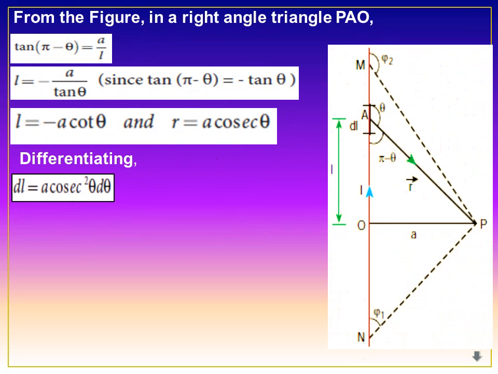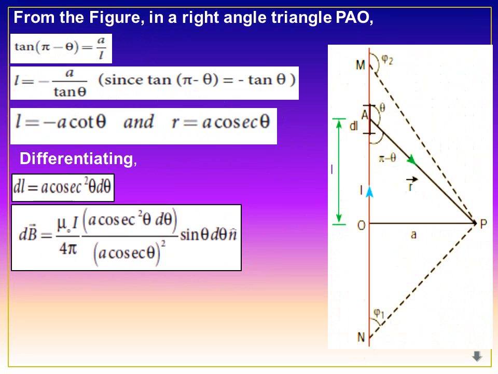Now differentiating, dl is equal to, if you differentiate minus A cot theta, it becomes A cosecant square theta d theta. Then substitute the values in equation 1. If you substitute, then dB is equal to mu naught I by 4 pi, A cosecant square theta d theta, that means the value of dl. Then R square is equal to A square cosecant square theta from here, into sin theta, which is present actually in the book.